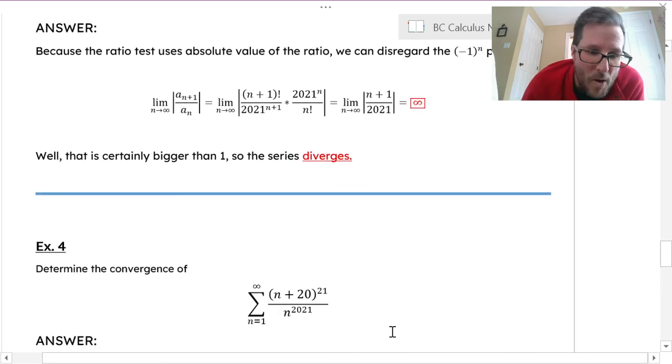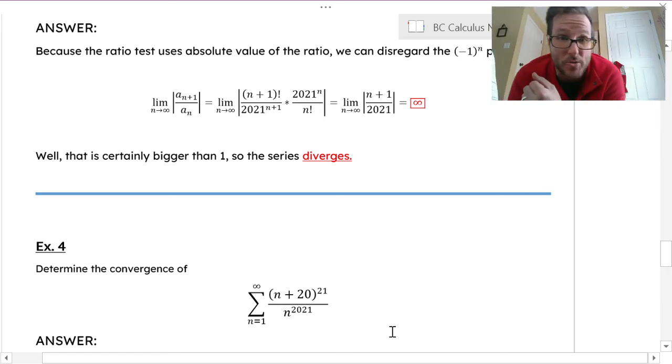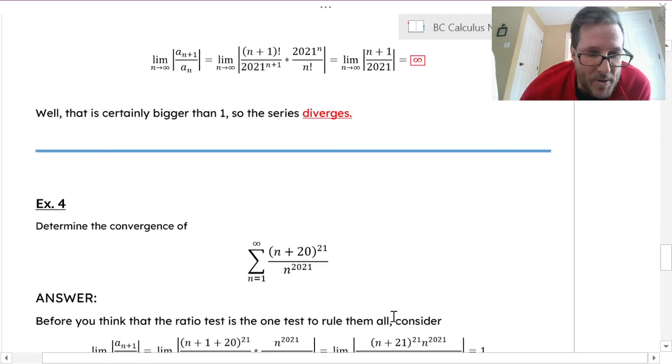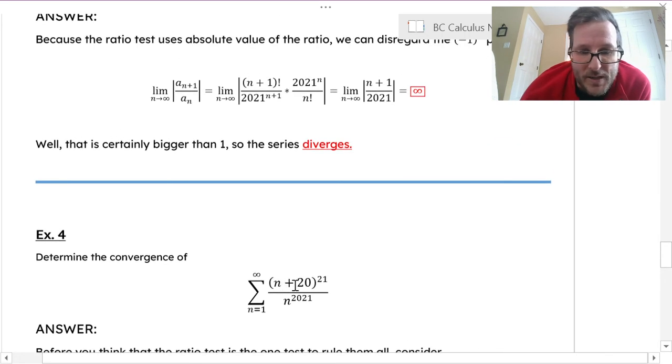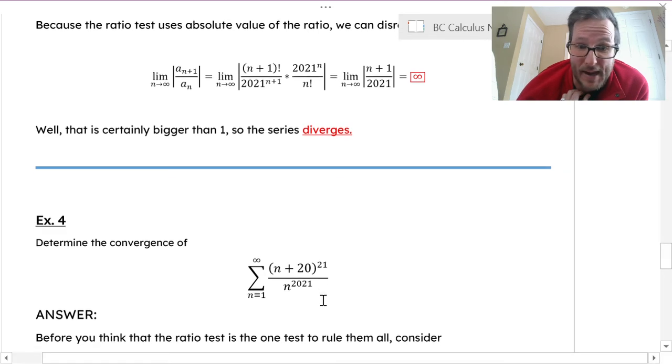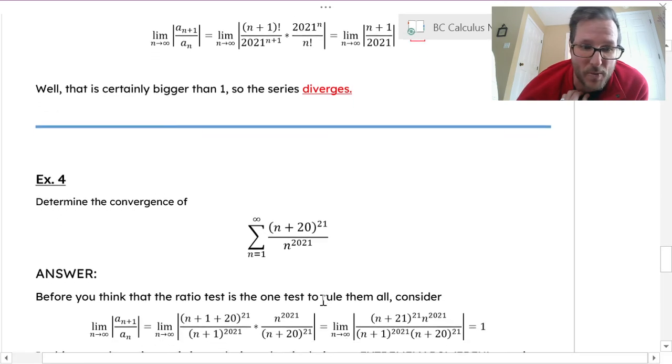Okay, here we go. One more here. I want to show you. This one's going to be inconclusive, just if you were paying attention. So this is just a polynomial over a polynomial. N plus 20 raised to the 21 over n to the 2021. So all we got is n to powers. So I want to show you that the ratio test is not just like the thing that's going to save your bacon every time you get to something you don't know what to deal with.